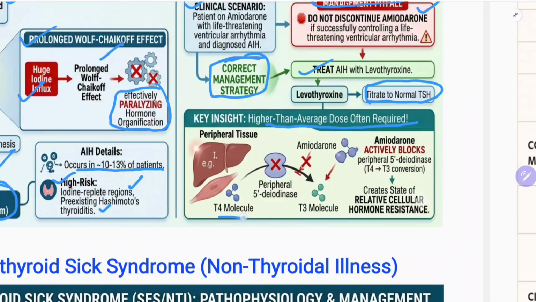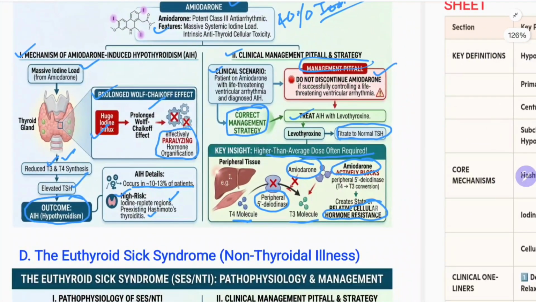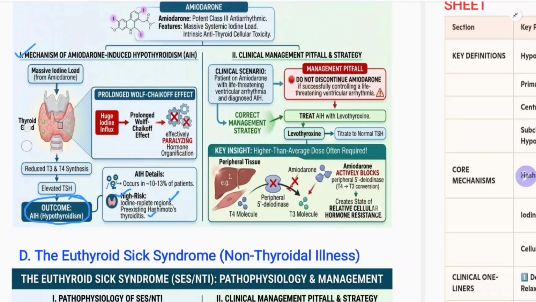Peripheral tissue: T4 is converted to T3 by D1 and D2, and this is also inhibited by amiodarone. So amiodarone actively blocks the 5-deiodinase which converts T4 to T3. That will create a state of cellular hormone resistance. So by 2 mechanisms, amiodarone causes hypothyroidism. One mechanism is the prolonged Wolff-Chaikoff effect that will reduce the production, and peripherally it will inhibit the deiodinase enzyme that will create a state of hormone resistance. That's why these patients require increased dosage of thyroxine.